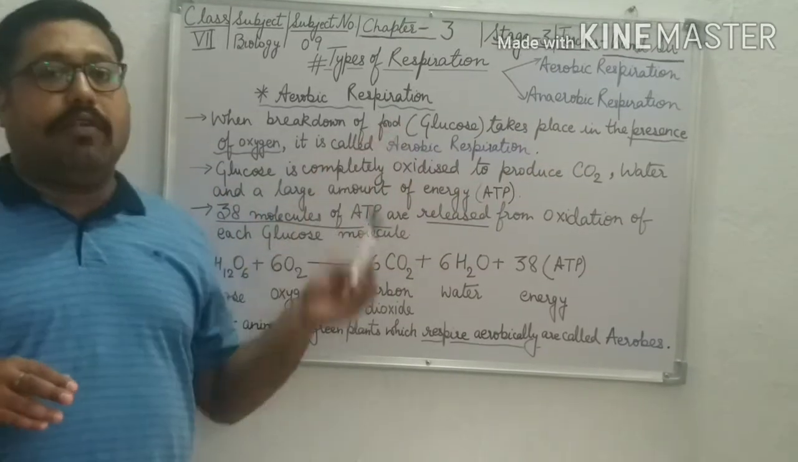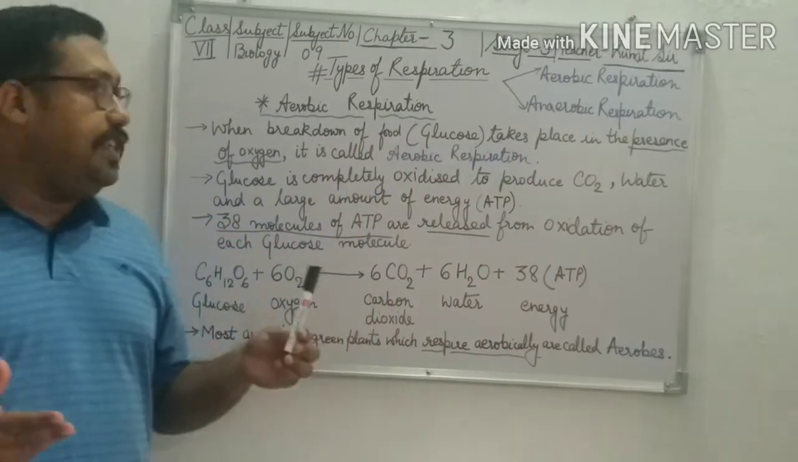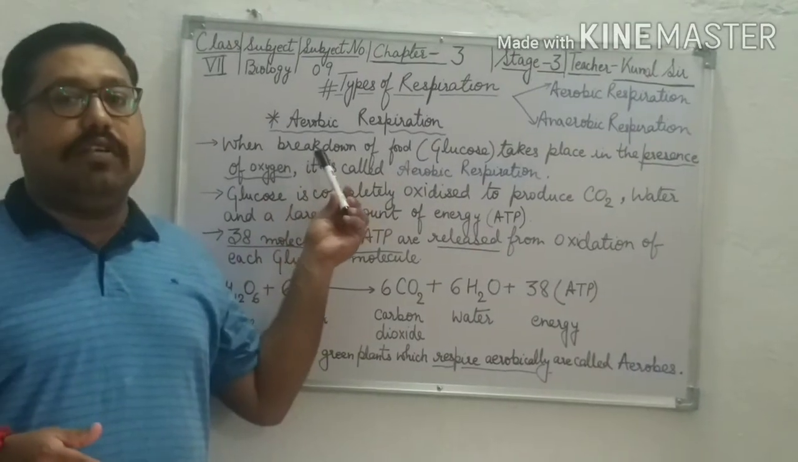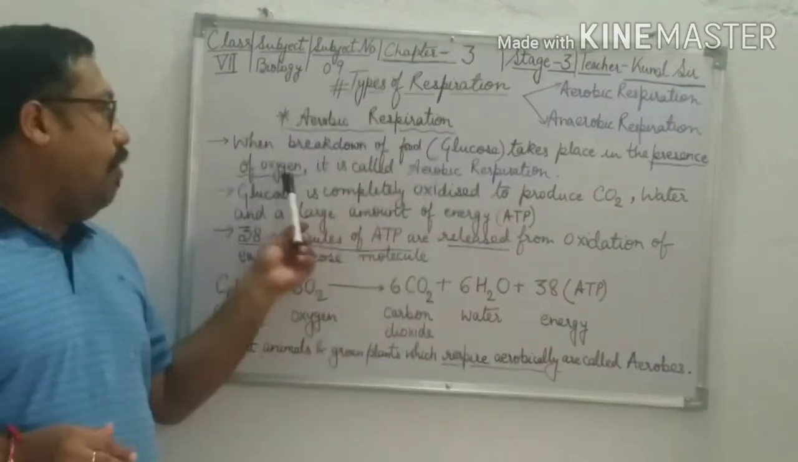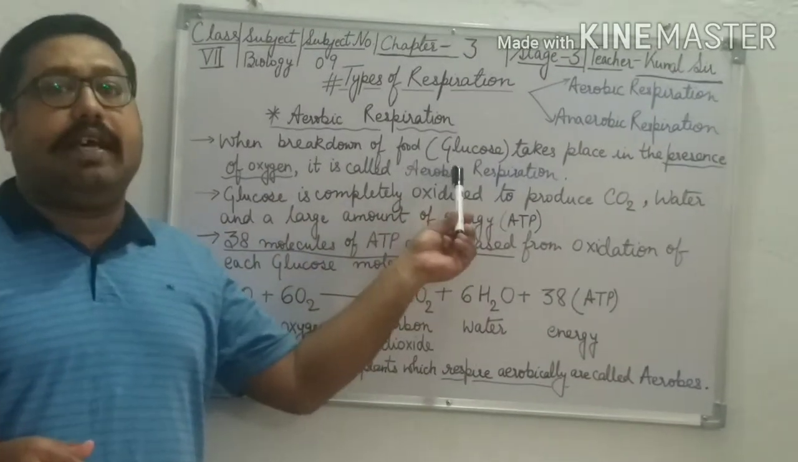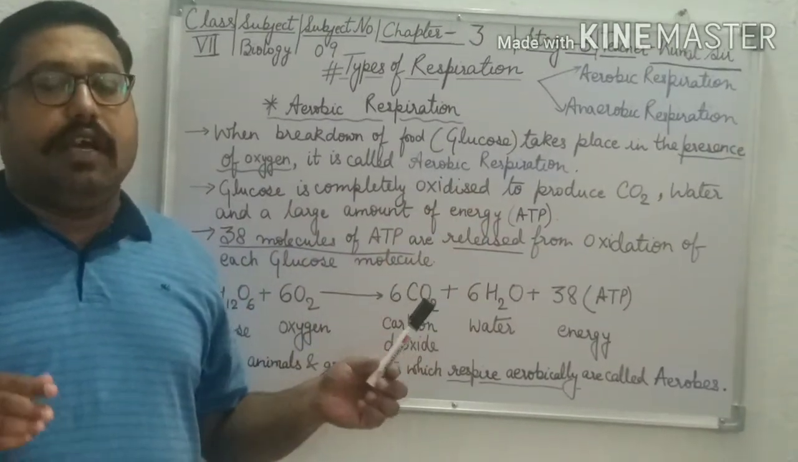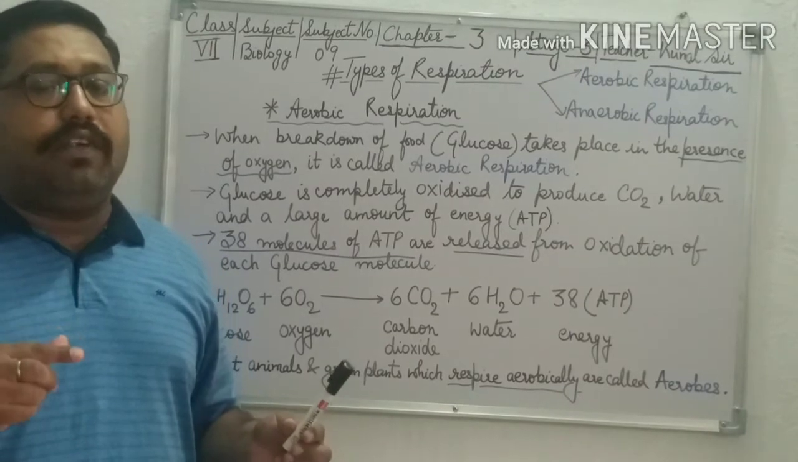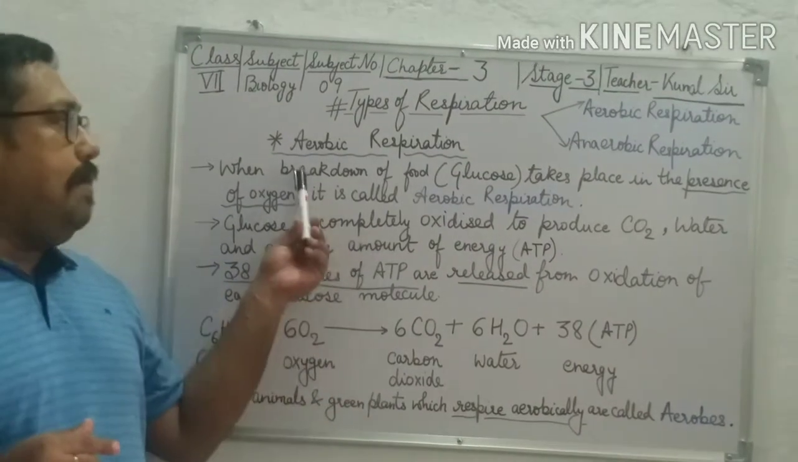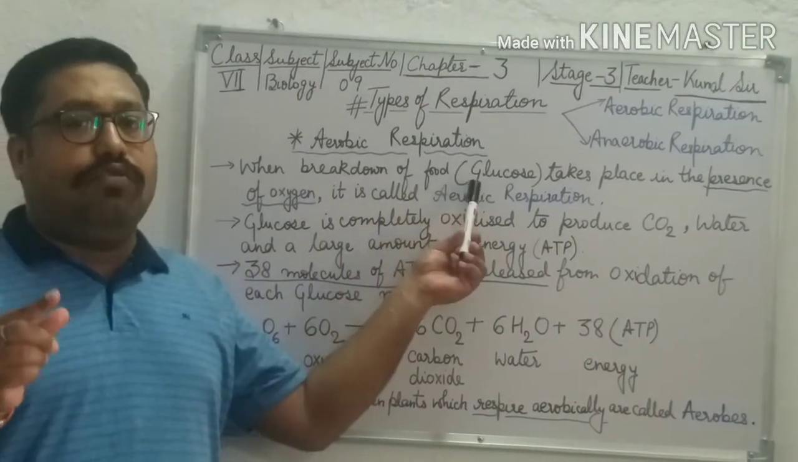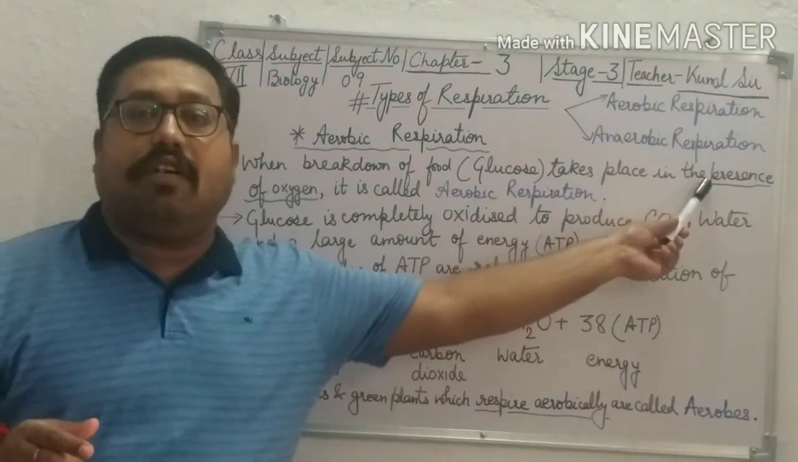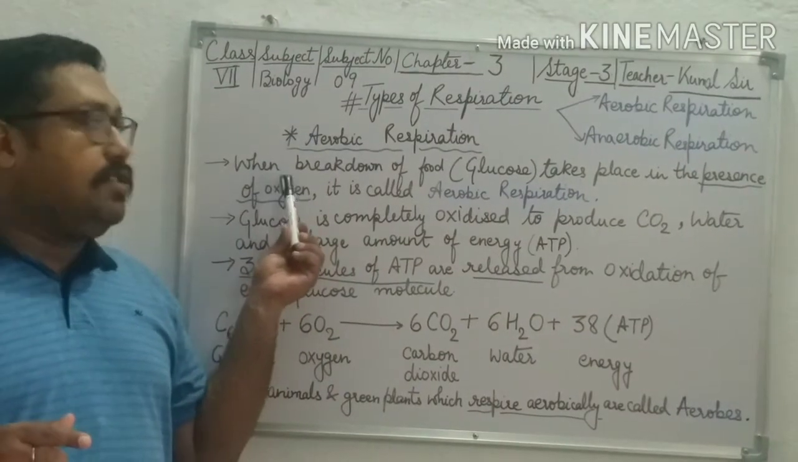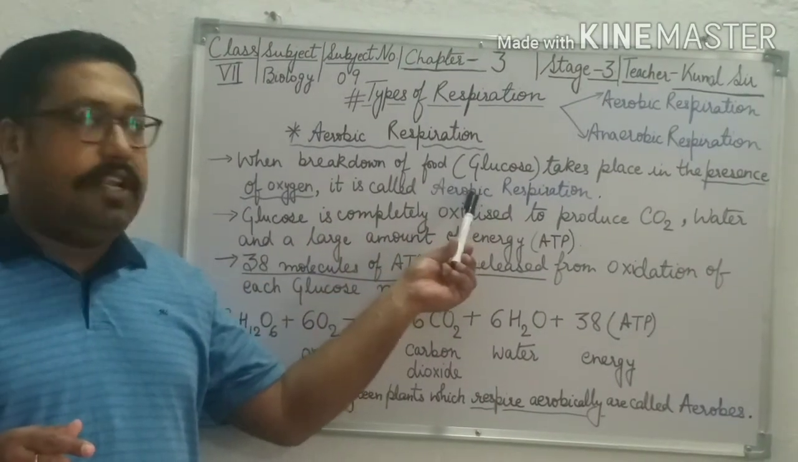Let us discuss what aerobic respiration is. When breakdown of food, that is glucose made by the plants, takes place in the presence of oxygen, then it is called aerobic respiration.